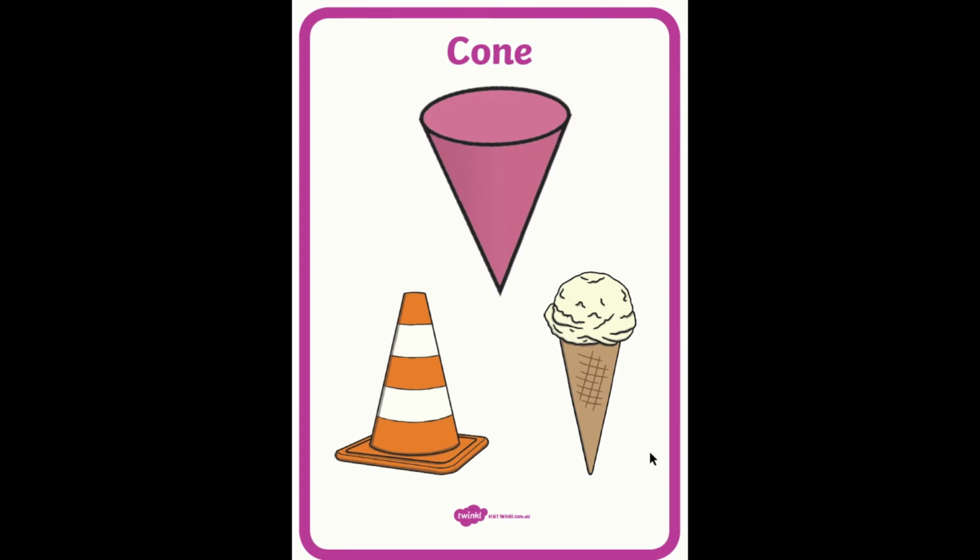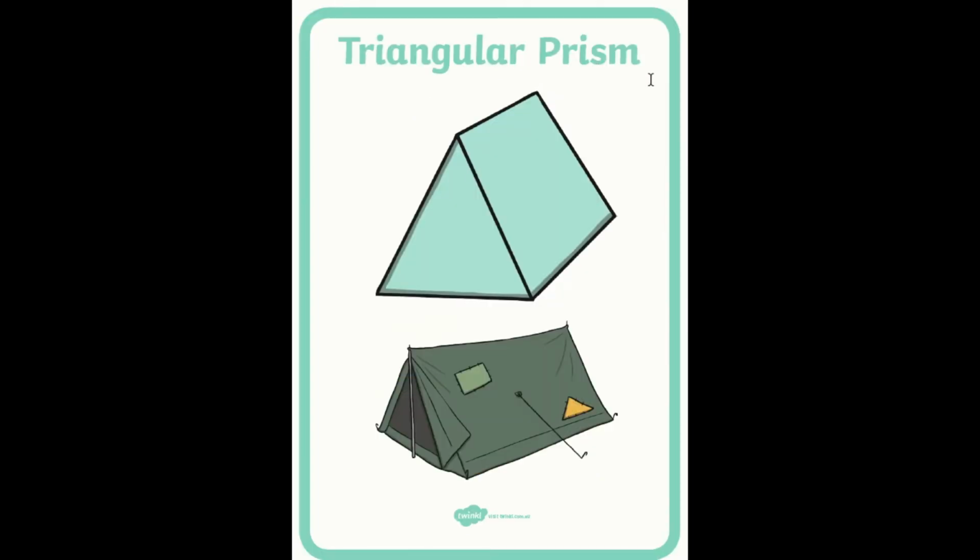And a cone. Oh, my favorite food, ice cream cone. That is also called a cone. Remember we made those and we hung them in the ceiling in the classroom? Yeah, for the new year, remember? Cone. And triangular prism. And it looks like a tent.